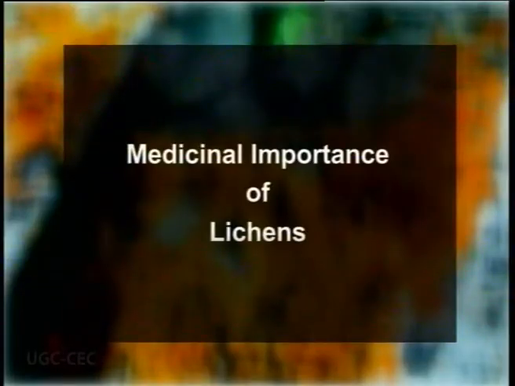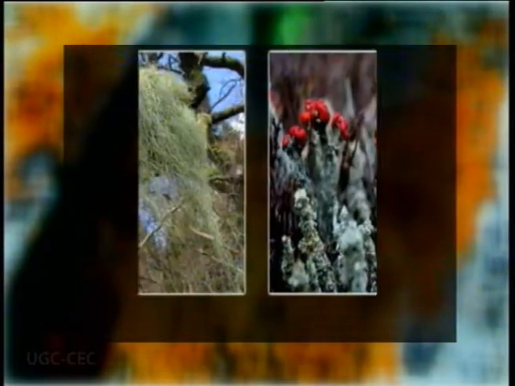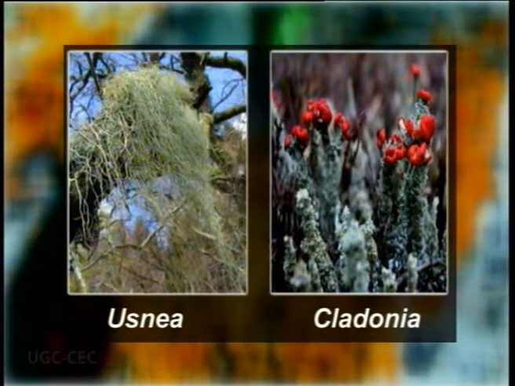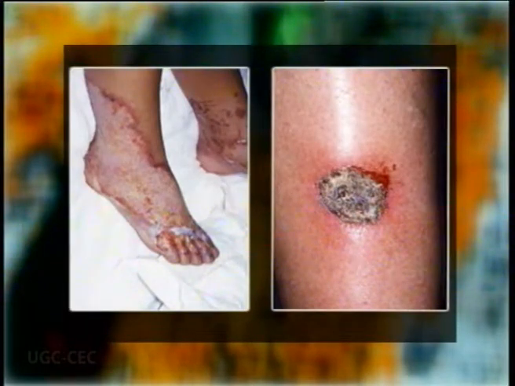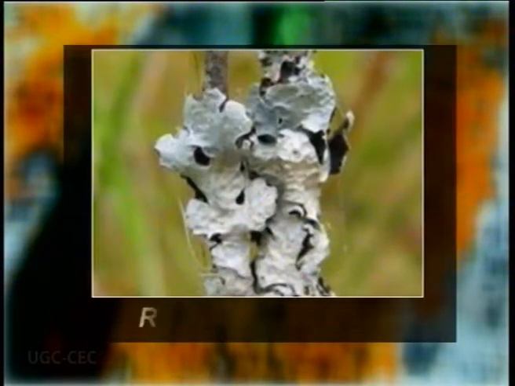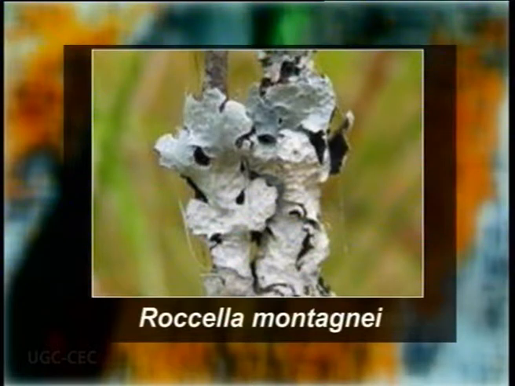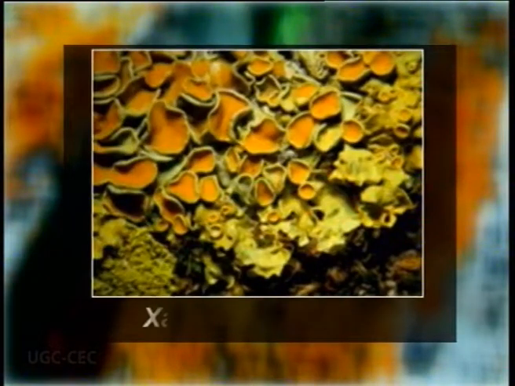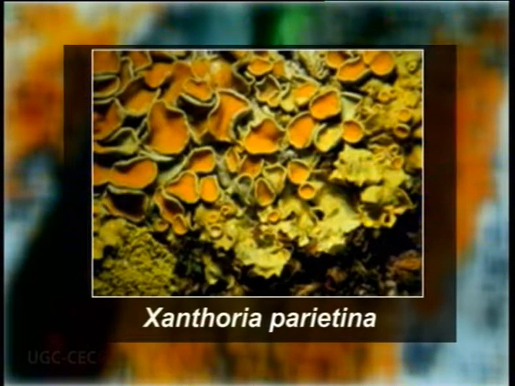Lichens have immense medicinal importance. For example, usnic acid obtained from species of Usnea and Cladonia has antibiotic properties and is used in the preparation of ointment for burns and wounds. Erythrin, obtained from Roccella montagnei, is used in angina, a serious heart disease. Xanthoria parietina is used for the treatment of jaundice.